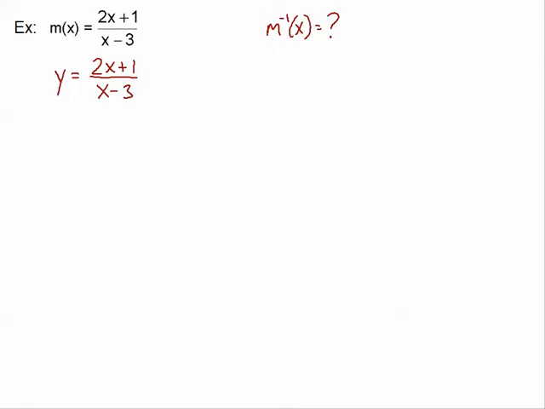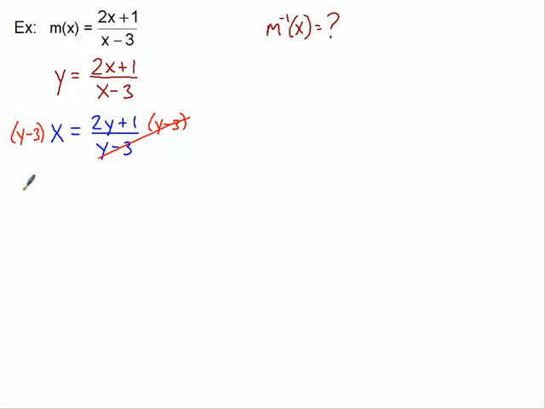Step 2 says swap the x and the y. So where I see a y, I'll put an x, and where I see an x, I'll put a y. The trouble with this one, now that we're solving for y because that's step 3, is we actually have 2 different terms that have the y. So I'm going to have to figure out how to deal with that. First, I don't like this denominator, so I'm going to multiply both sides by the y minus 3, just so I can cancel out that denominator.